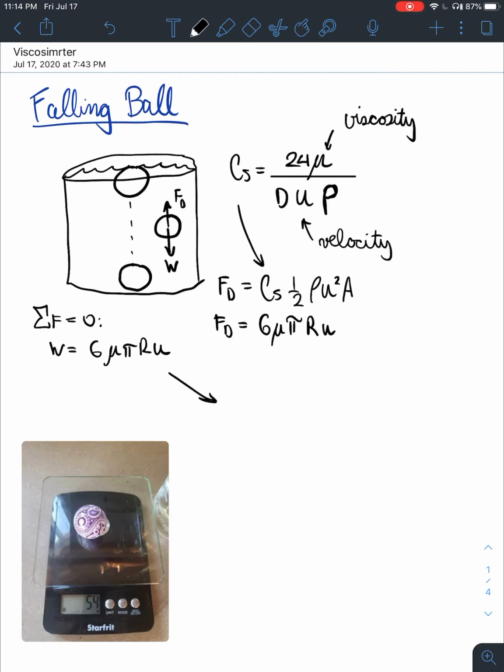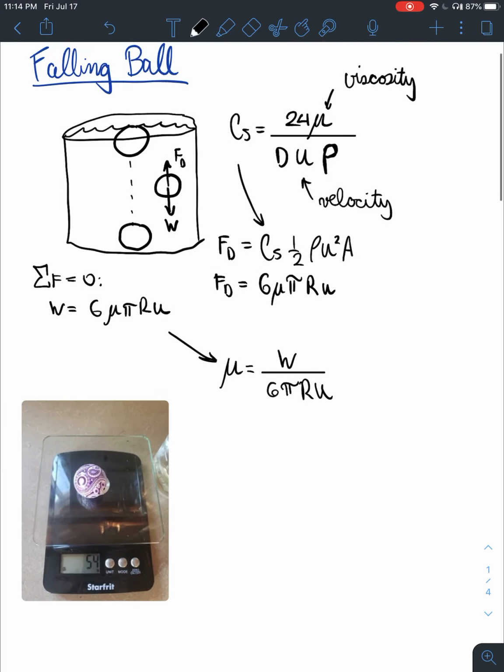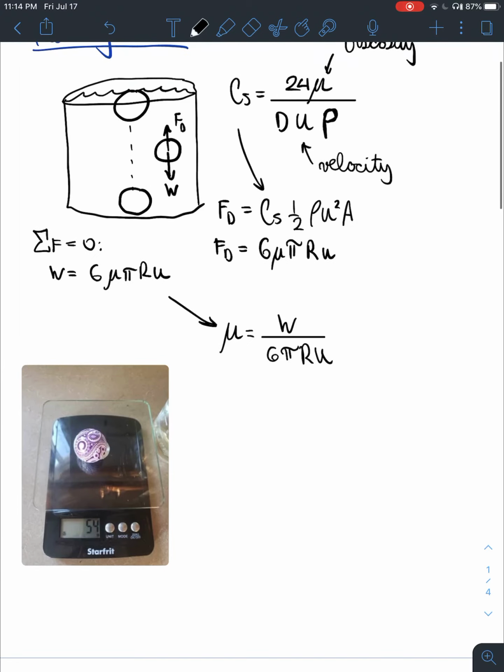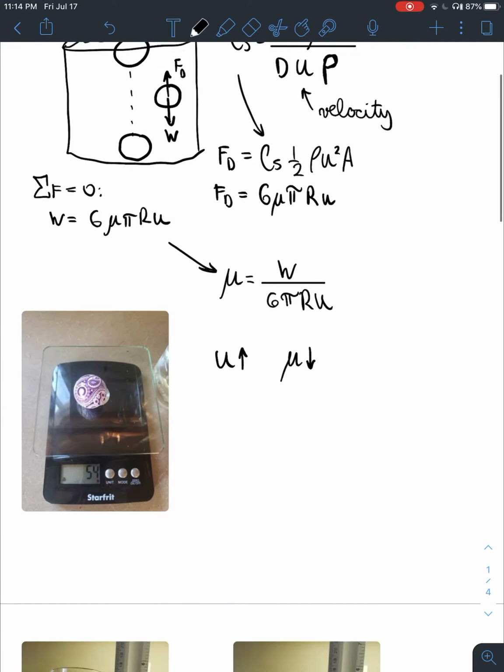And then solving for viscosity, we get viscosity is equal to W over 6 pi r u. As we can see, velocity and viscosity are inversely proportional. So as velocity increases, viscosity decreases, and vice versa.